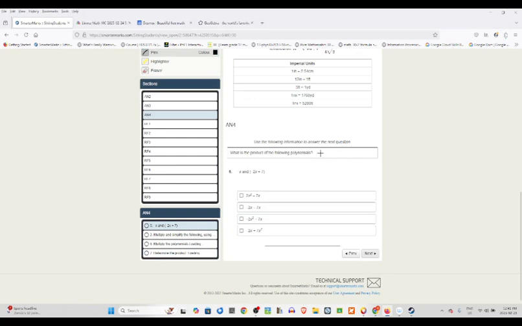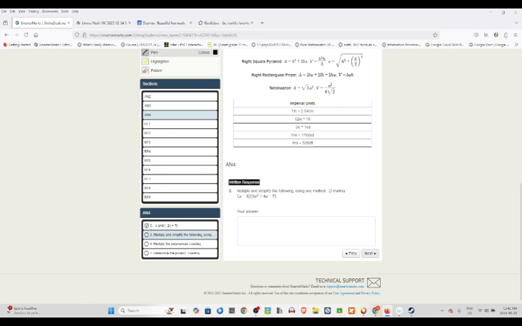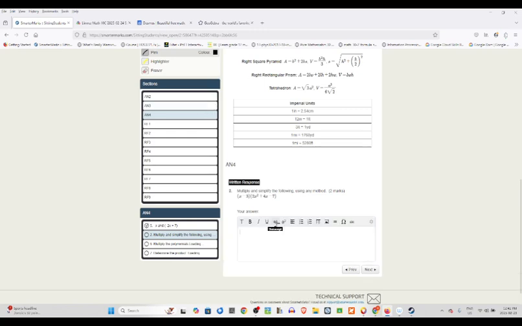So what is the product of the following polynomials? Well, a negative x times a negative 2x is going to be a positive 2x squared. Only one of these start with a positive 2x squared. Okay. Now this one, multiply and simplify the following using any method.